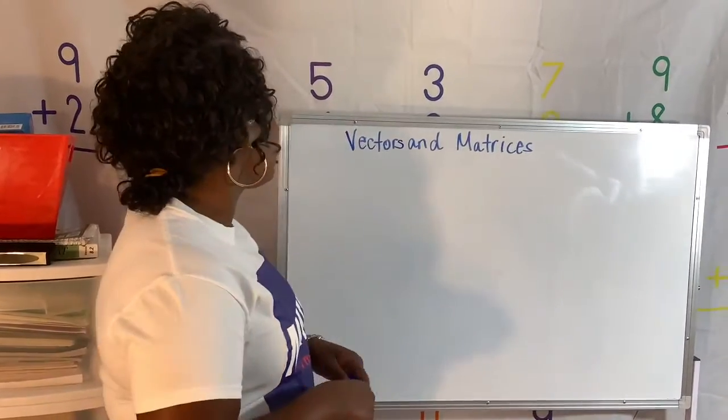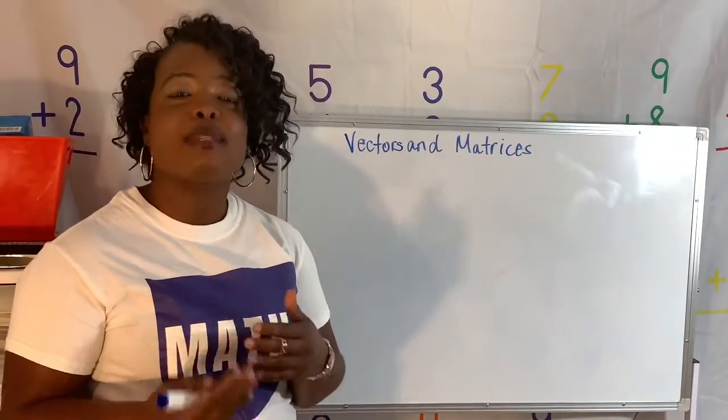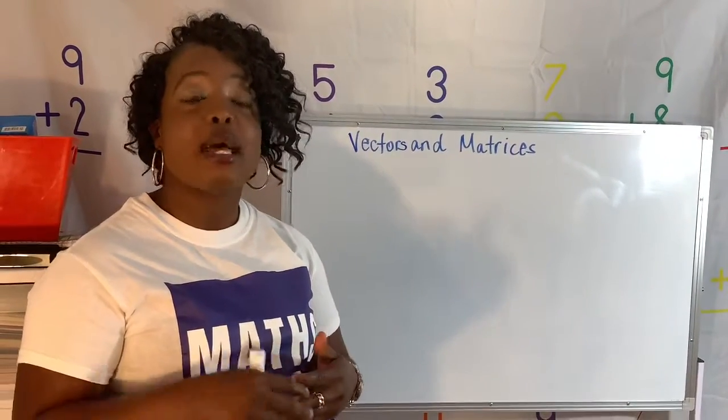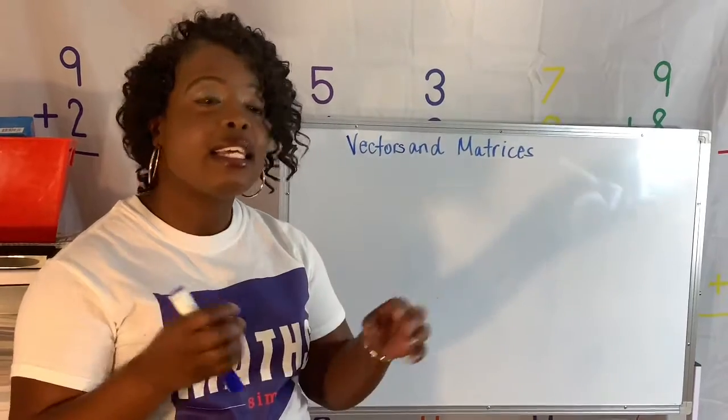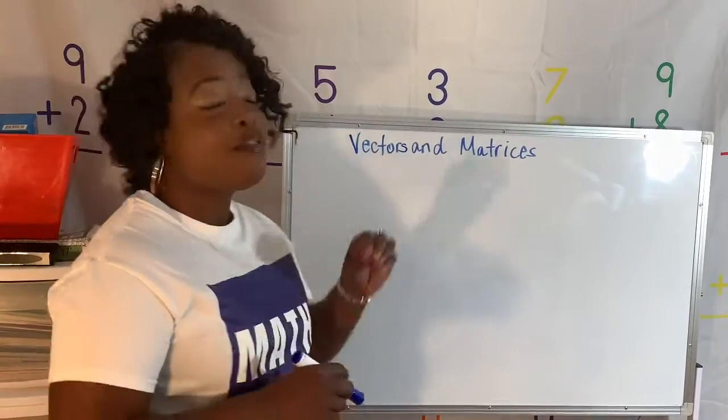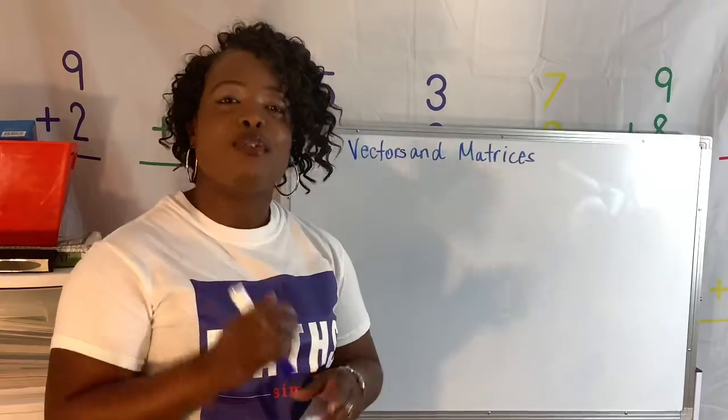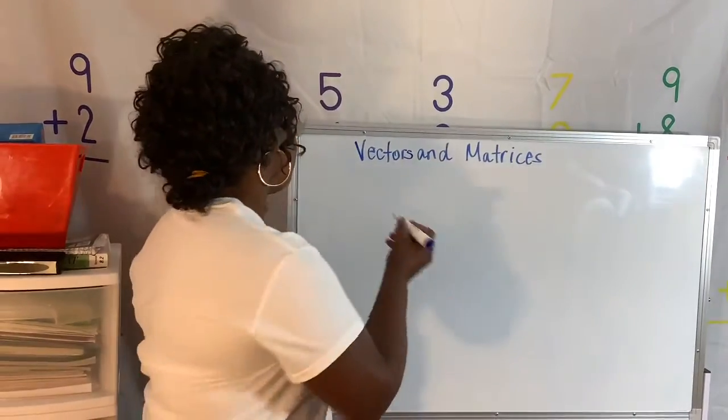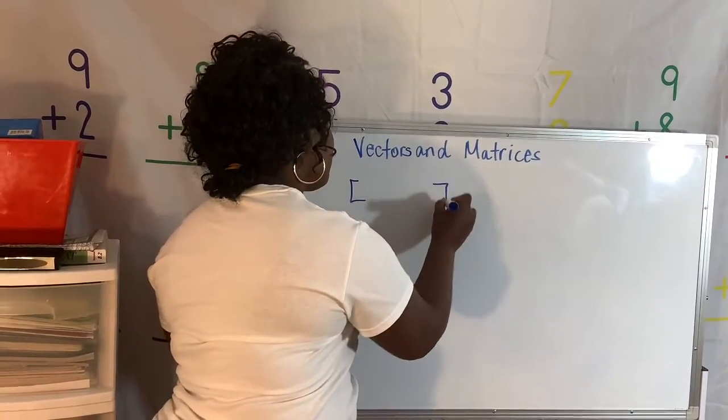So before we get started with the examples, I just want to first explain to you what a vector is, and then of course what a matrix is. So when you think about a vector, I want you to think about a list of numbers. The numbers can be organized horizontally.